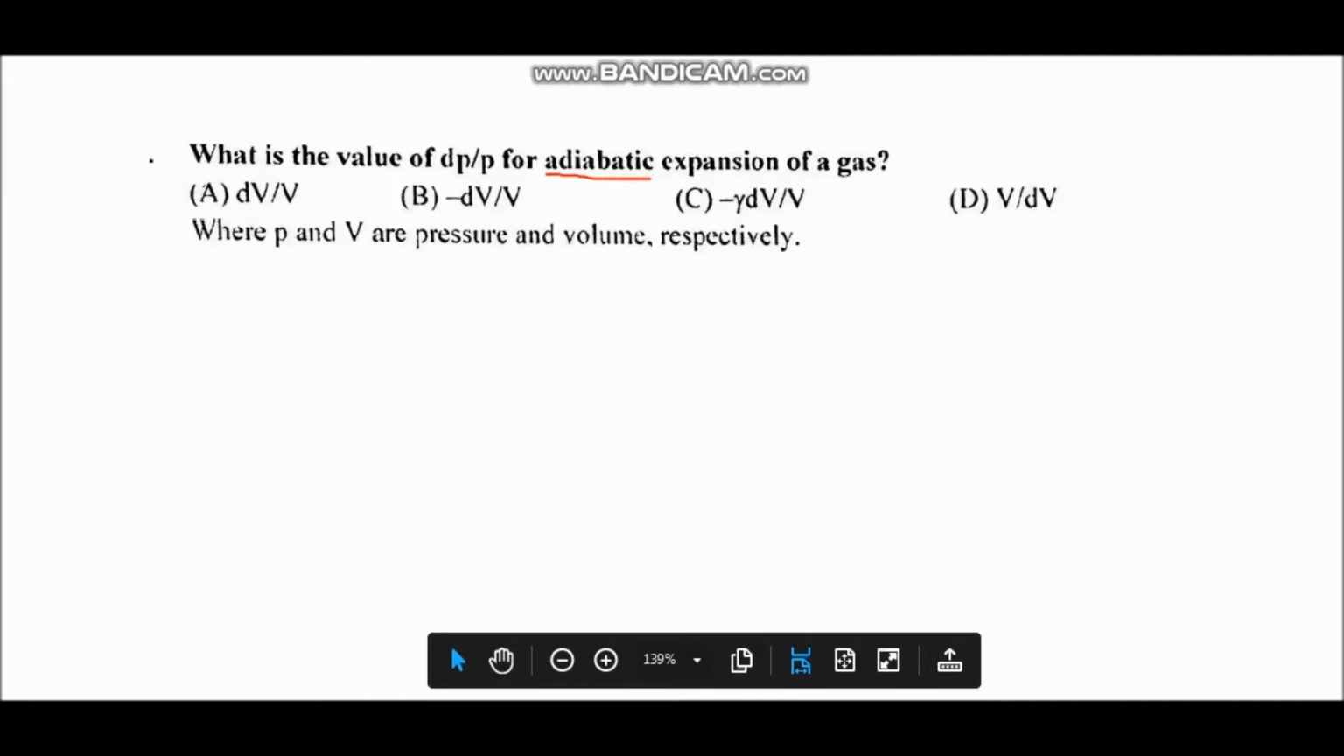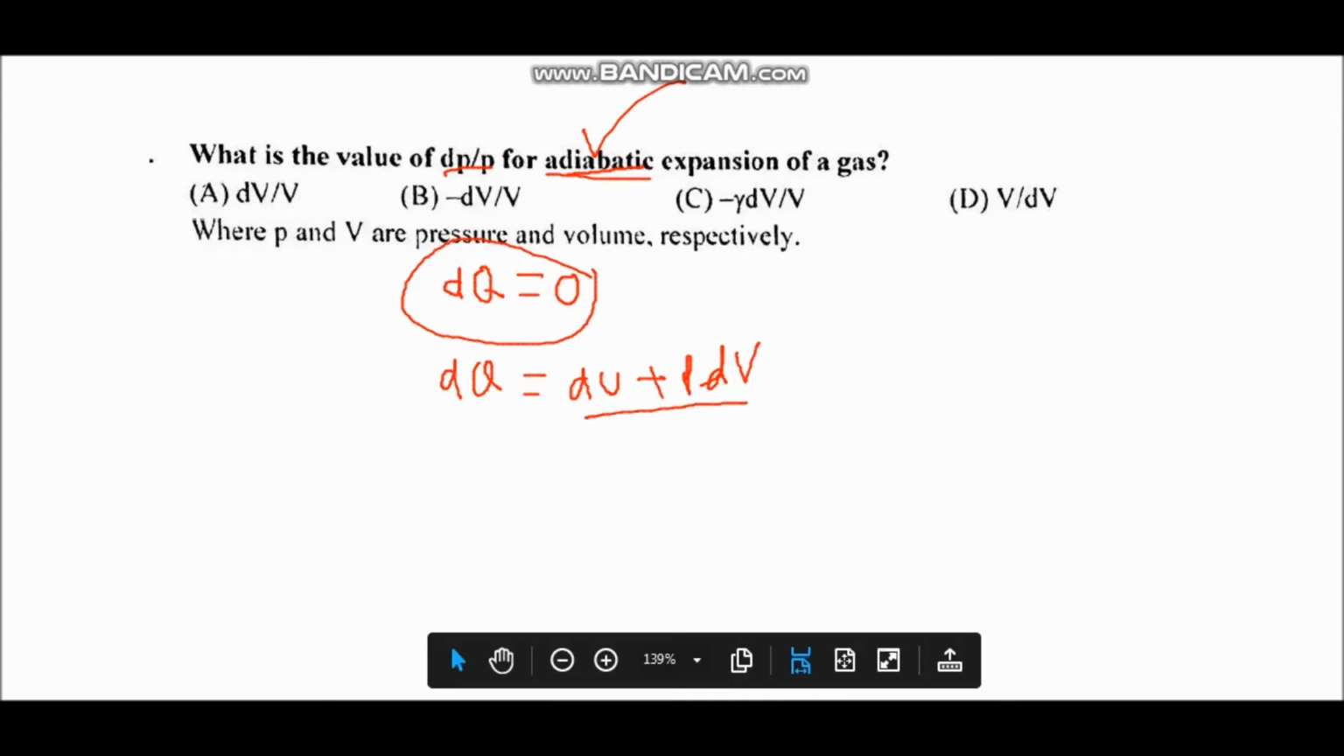Question number 3. What is the value of dP over P for the adiabatic expansion of a gas? Now first of all, what is an adiabatic process? We know that during an adiabatic process the net heat change is 0, meaning no heat is gained or lost by the system. So if dq is equal to 0, and we know that dq is equal to dU plus PdV, it means dU plus PdV becomes equal to 0. So if this is equal to 0, it means the change in internal energy of the system converts into the work done by the system.